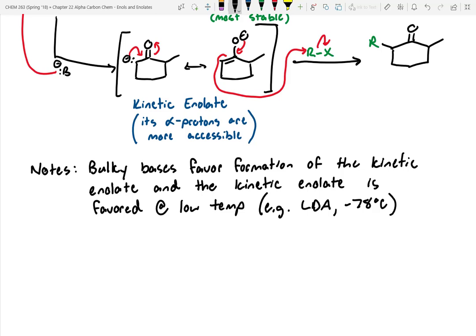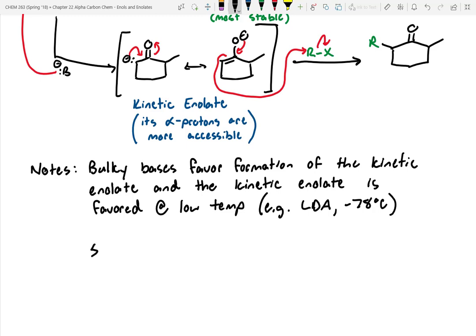Not sure if anybody would know this off the top of their head. Good bar trivia. It's the temperature that acetone gets to when you huck in dry ice. Practically every organic chemistry lab in the world has acetone and dry ice on hand. When you mix those two together, it's reliably negative 78 degrees. It's very convenient to carry out. So typically you have that big bulky base, LDA, and then you've got a dry ice acetone bath to really keep it cold and to favor the kinetic enolate. So that's the first one.